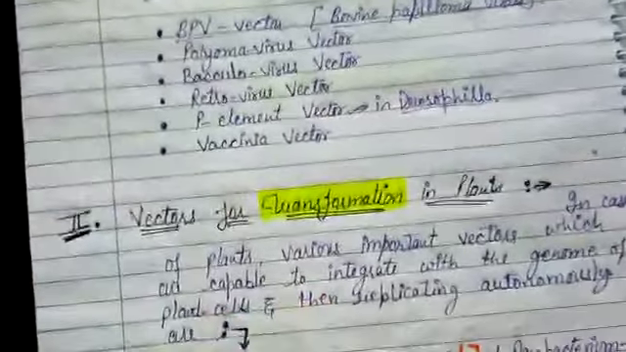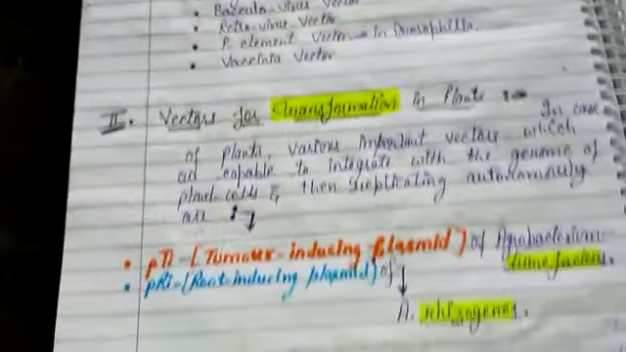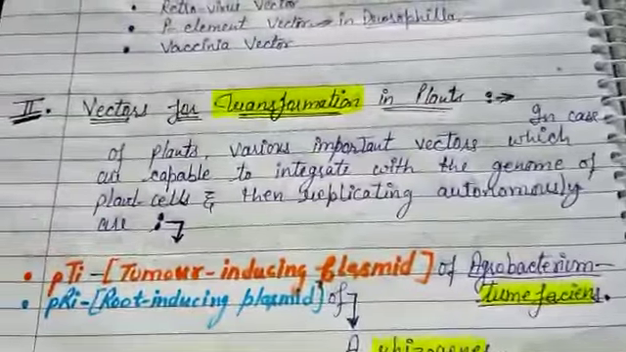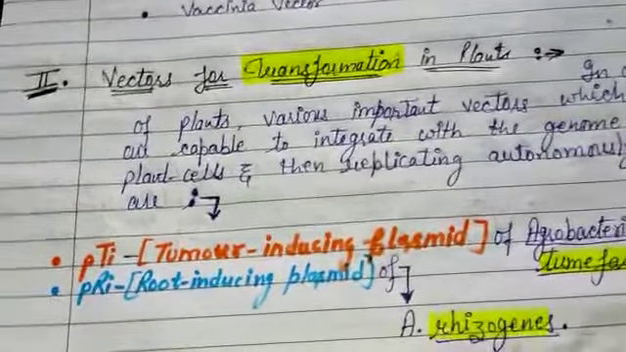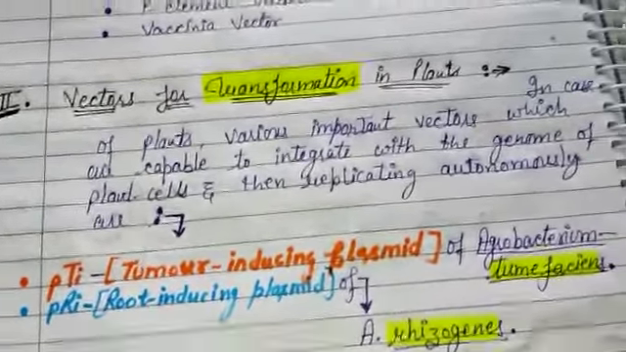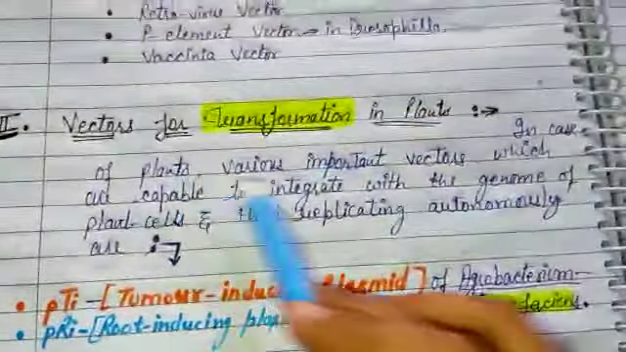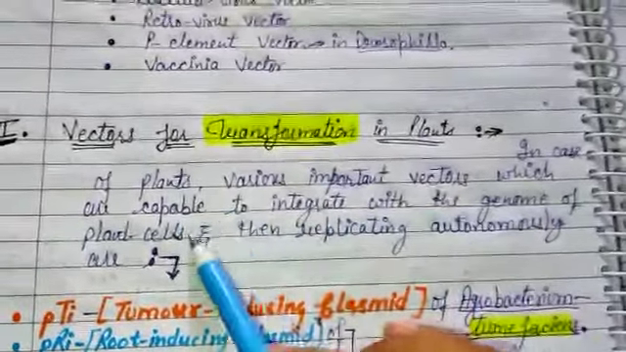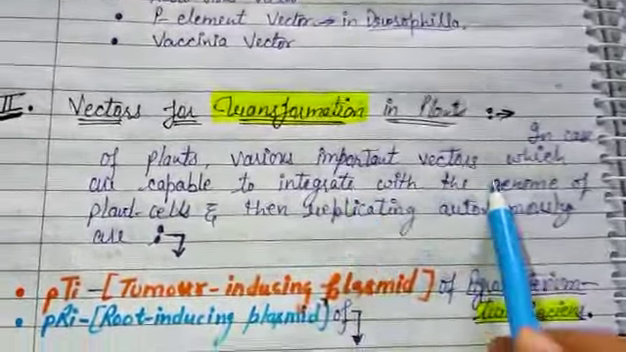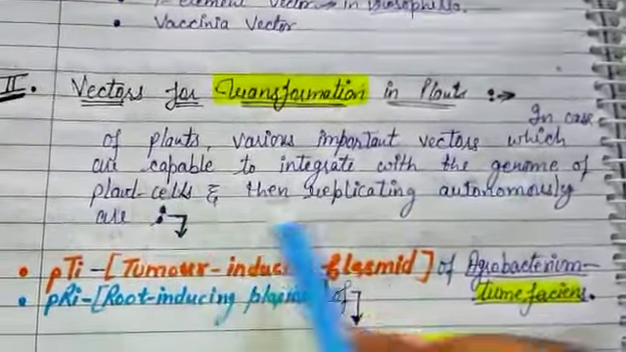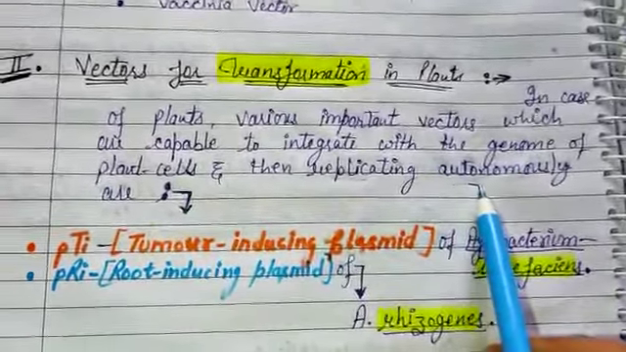And last is the Vaccinia vector. Like transfection, a number of vectors are also used for transformation in the case of plants. In plants, various important vectors are capable of integrating with the genome of the plant cell and replicating autonomously.